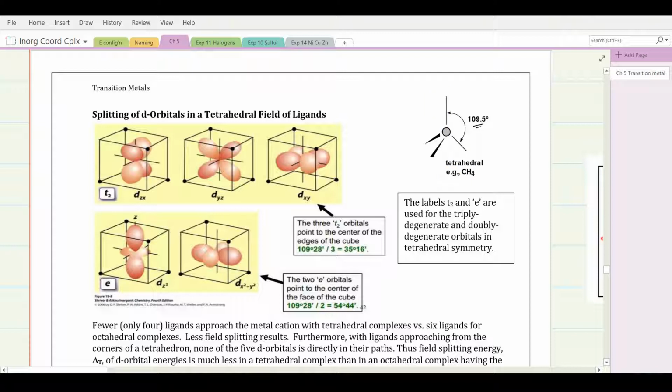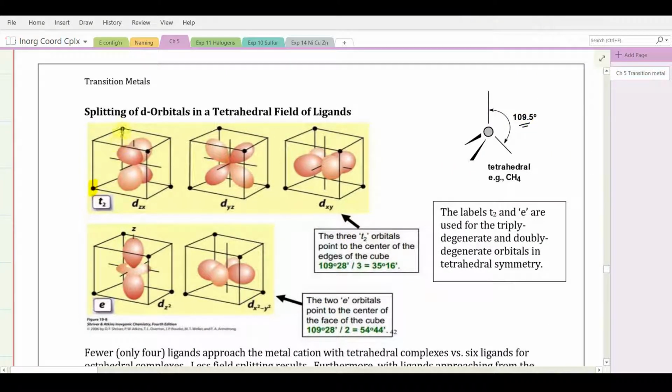Recall that when you have 4 ligands or 4 electron clouds around a central point, they will try and get as far away from each other as they can, and that arrangement is tetrahedral, about 110 degrees apart. The same is true with transition metals. These 4 black dots represent 4 ligands approaching the central metal cation in a tetrahedral environment. Notice that none of the ligands exactly lines up with any of the lobes in any of the d orbitals. And so there isn't as much repulsion created here in any condition.